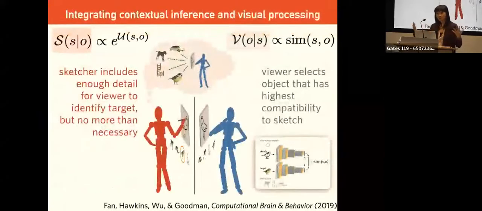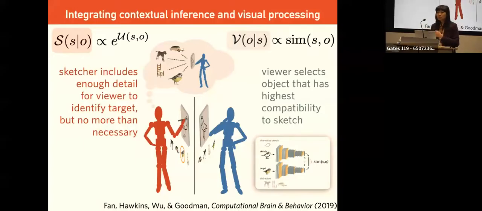Then to capture that behavioral pattern and explain it, my collaborators, Robert Hawkins, Mike Wu, and Noah Goodman, also here in psychology and computer science, and I proposed a computational model of the sketcher that used a convolutional neural network to encode visual inputs into a generically abstract feature space, and that was nested within a probabilistic model that inferred what kind of drawing to make depending on the context.